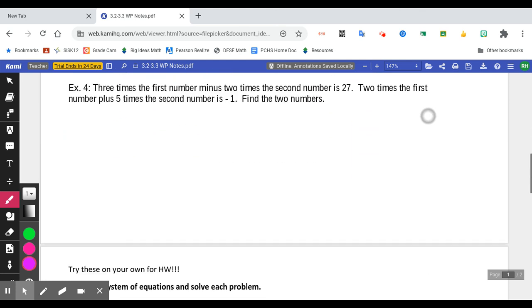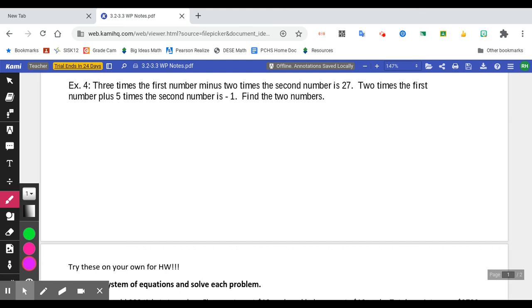There we go. Okay, last one. We have: 3 times the first number minus 2 times the second number is 27. 2 times the first number plus 5 times the second number is -1. Find the two numbers. So the two numbers is what we're looking for, X and Y, the first number and the second number. Okay, so we're literally just going to write out exactly what it says.